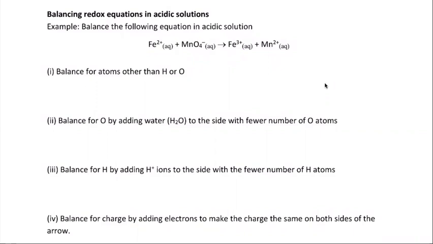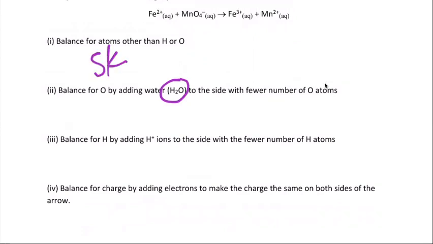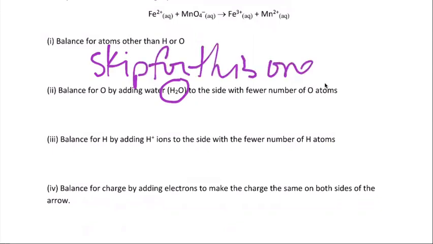So what you do in order to fix the oxygens is first balance for any other elements. Well, we already checked, and we don't need to balance the iron or the manganese, so they're fine. After you check for all the other elements, then you want to balance for oxygen. And you do it by adding water molecules to the side that has less oxygen. I'm going to write skip for this one because the irons and the manganese are already balanced.